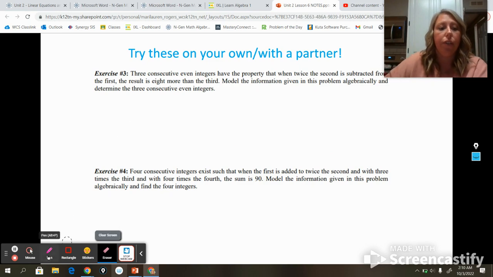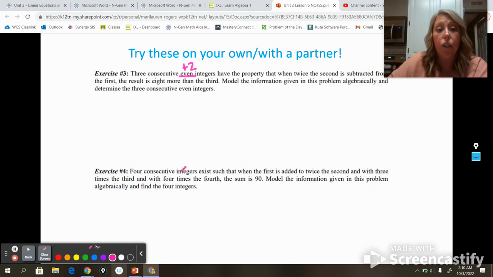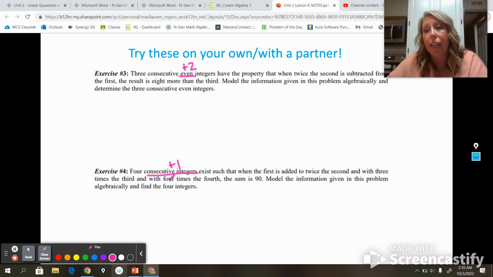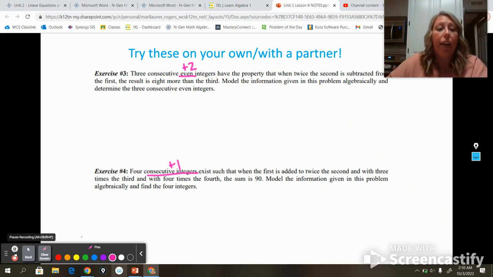And then the next ones that I want you to do, watch out for the vocabulary in those. We've got 3 consecutive even, so that's going to be that plus 2 again, and 4 consecutive, so plus 1s. So when you're setting up your equations on the next 3 examples, just be sure you're paying attention to that vocabulary there. All right, give those a try and then come see me when you're finished.